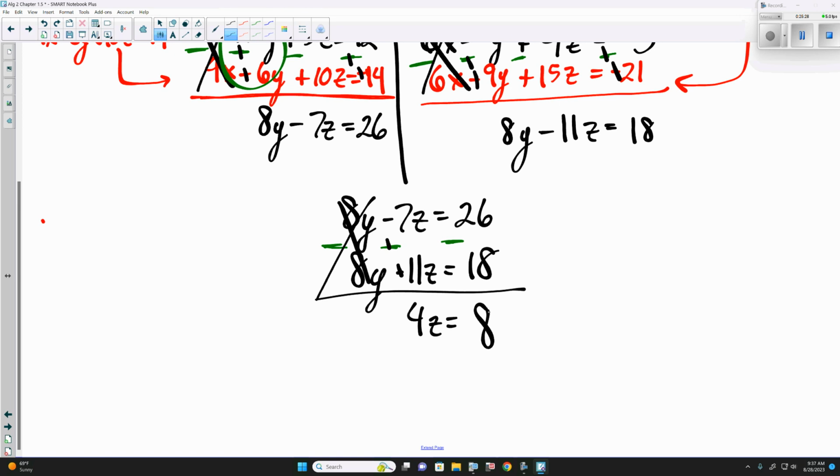Right, because we started off with 3 equations with 3 variables. We went to 2 equations with 2. Now I have 1 equation with 1 variable. Yes, because we know how to solve this. So that tells me what? Z is equal to 4.